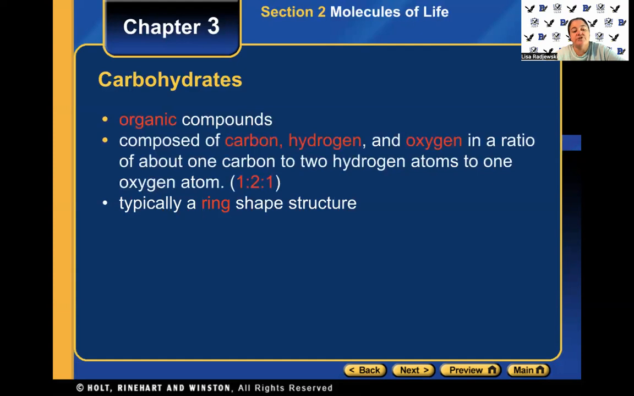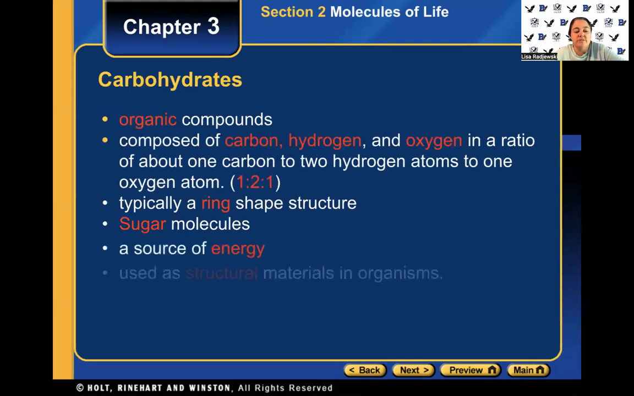Typically it's a ring-shaped structure. You might see some diagrams where it's not, but typically for us, they will be in a ring-shaped structure, and you will see examples in a few minutes. And when you think of a carbohydrate, you want to think of a sugar. So they are a source of energy, but they also can be used as a structural material for organisms.